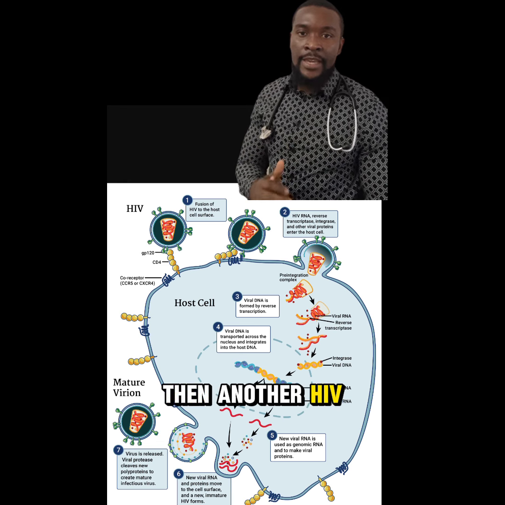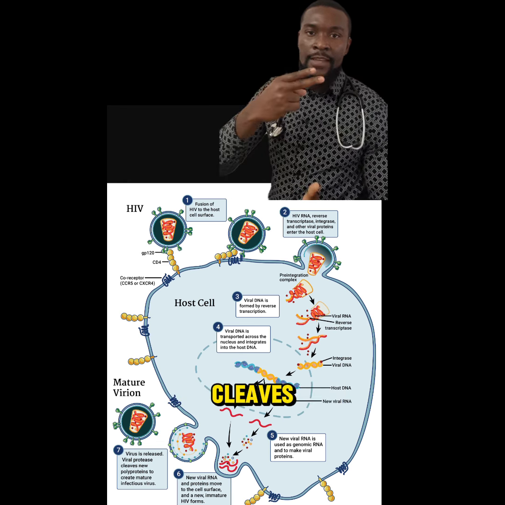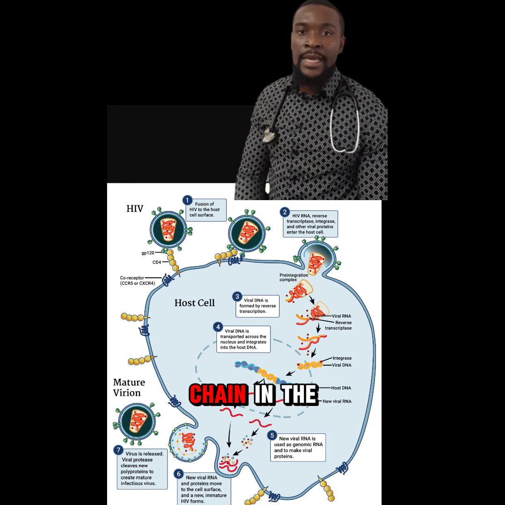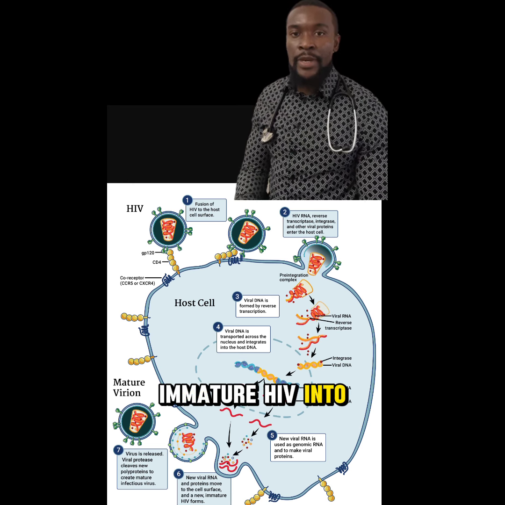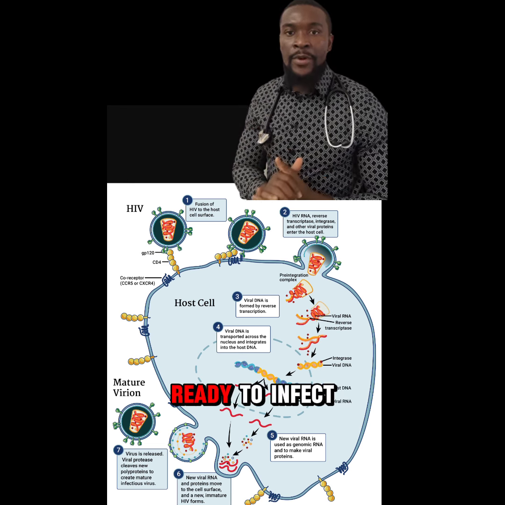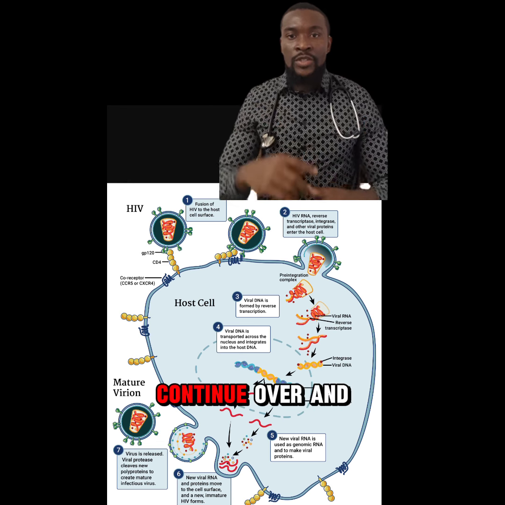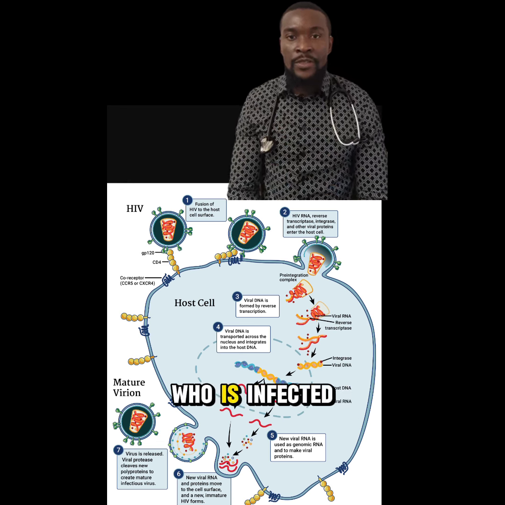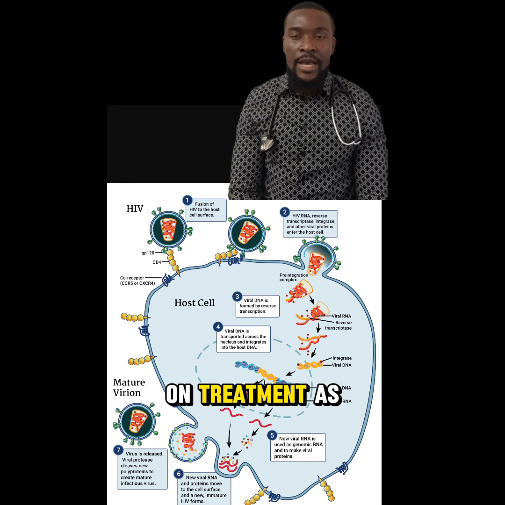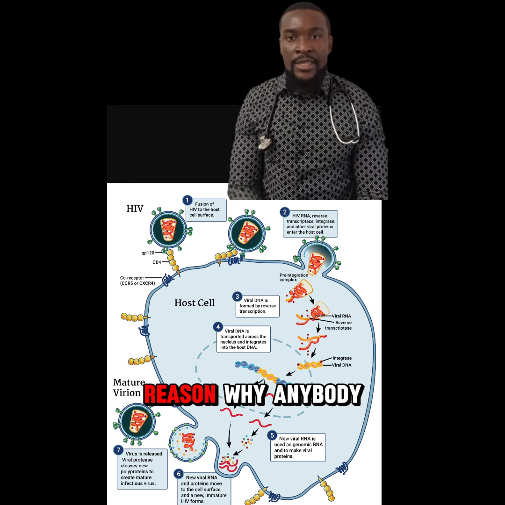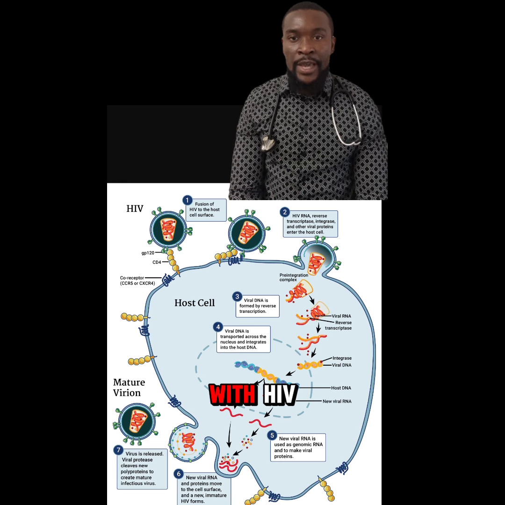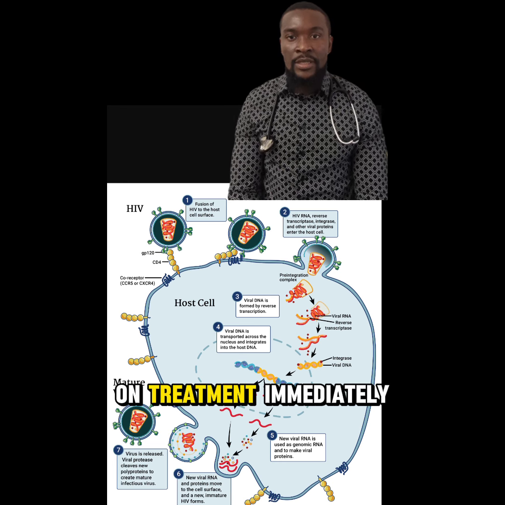Then another HIV enzyme, known as the protease, cleaves or cuts the long protein chain in the immature HIV into mature HIV, which are now ready to infect other healthy cells in the human body. This process will continue over and over if the person who is infected does not get on treatment as soon as possible. This is the reason why anybody who is infected with HIV needs to get on treatment immediately.